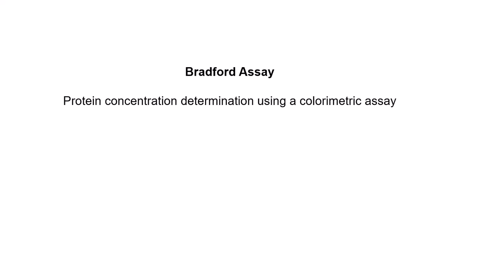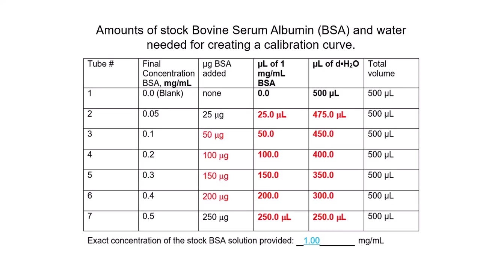Let's discuss the Bradford assay, which is used to determine protein concentrations. It's a colorimetric assay in that we will be looking at differences in absorbance. So, in the experiment, we had made different solutions with different concentrations of bovine serum albumin.